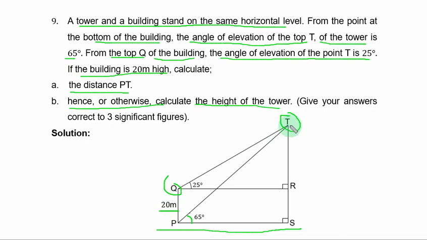We have two triangles here, but we cannot use triangle PST to get PT because TS is unknown, PS is also unknown. But we can use triangle PQT, and that must be the sine rule. So we need this entire angle, that is 25 degrees plus 90 degrees, the angle facing PT. So we have to get this angle in order to use it with the given side.